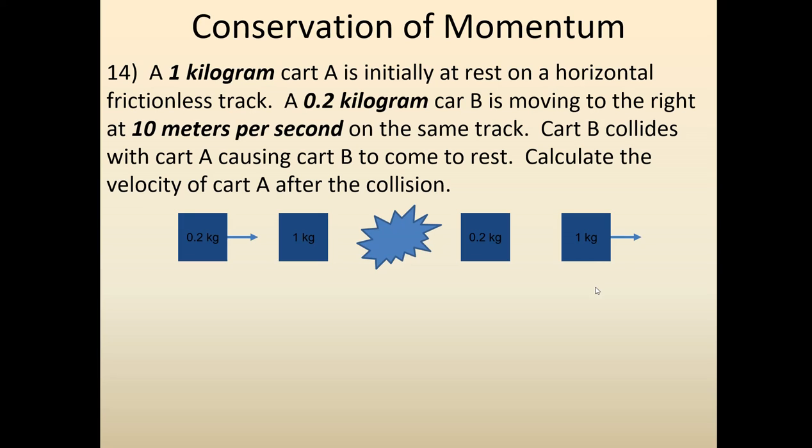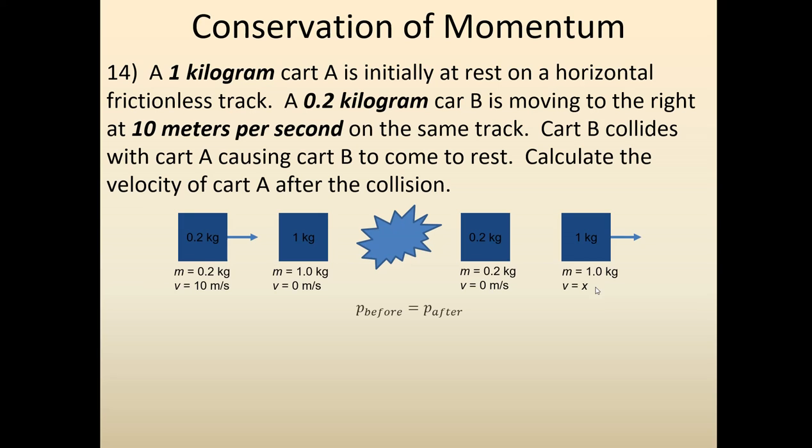Underneath each of the objects, I'm going to record their mass and velocity. So the mass of the first object is 0.2 and its velocity is 10. The mass of the second object is 1 kilogram and its velocity is 0 because it's at rest. After they collide, we know that the 0.2 comes to rest, so its velocity ends up being 0. And the velocity is unknown for cart B.